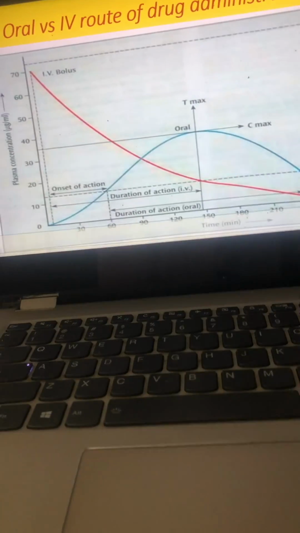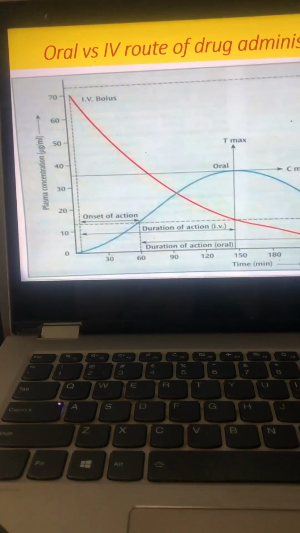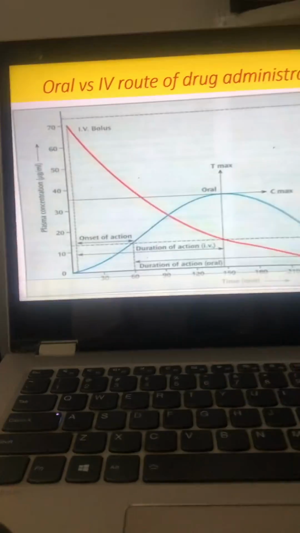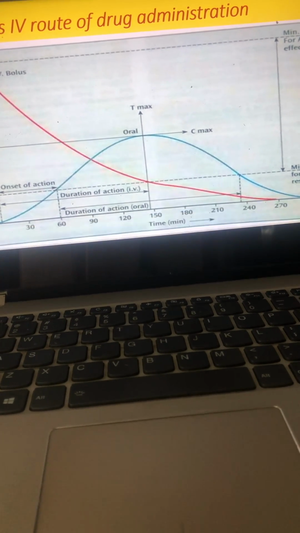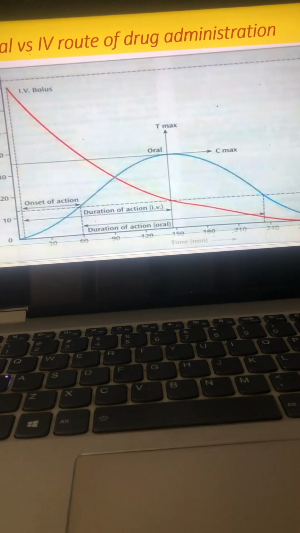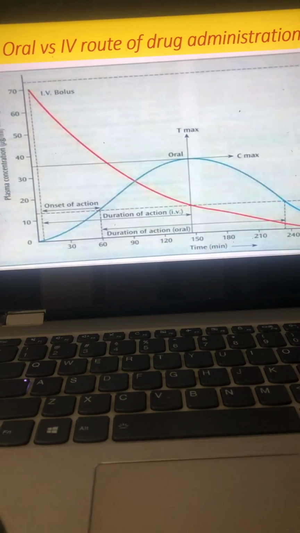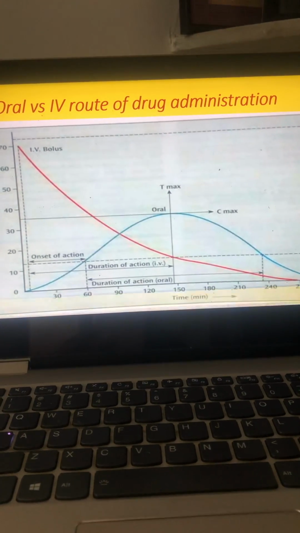This is oral versus IV route of drug administration. With an IV bolus, the curve is falling after giving the IV bolus dose. In oral, there is a rise in concentration of the drug and then it falls after reaching the peak, depicted by the blue line.